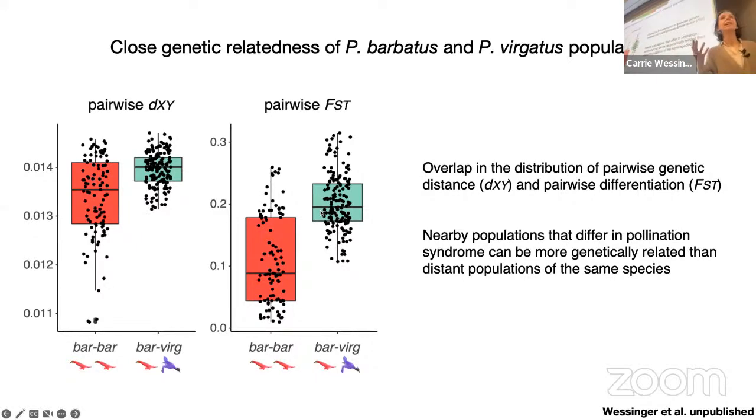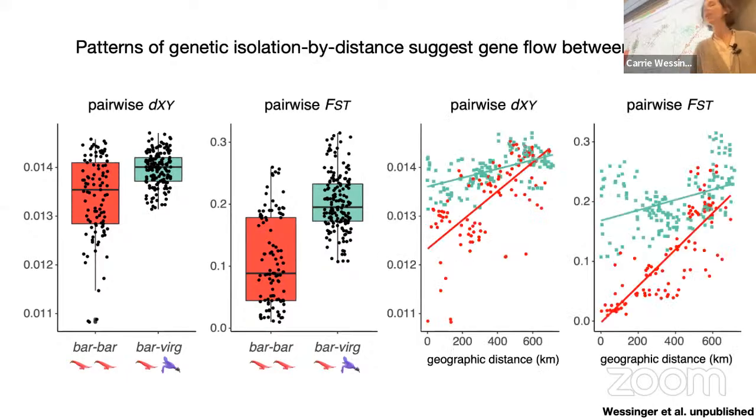And this overlap, again, reflects the fact that nearby populations of different species can be more closely related than distant populations of the same species. And here I'm just showing those pairwise genetic divergences as a function of geographic distance, and the same for pairwise FST. Mainly to point out that it's not only the within-population comparisons, but also the between-population comparisons that show a positive slope.